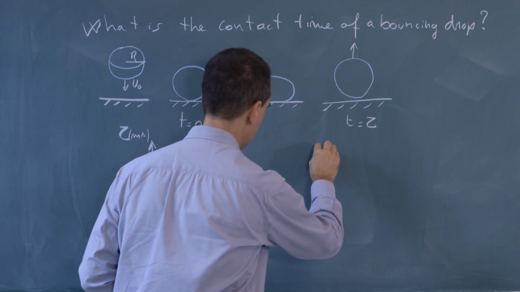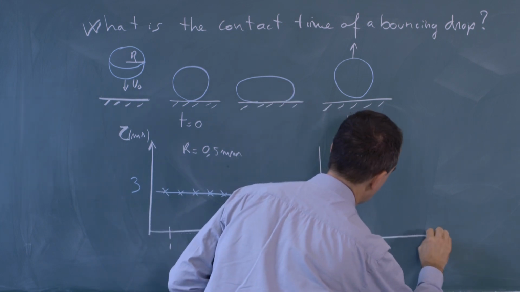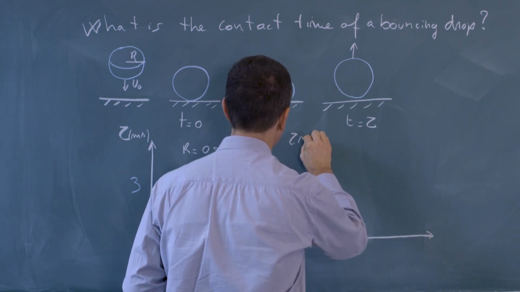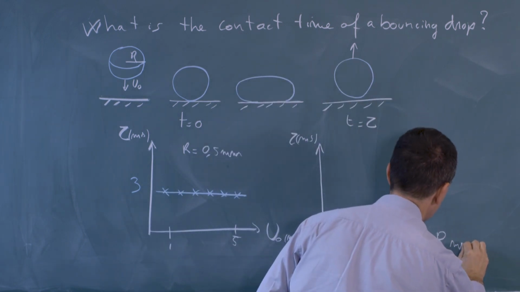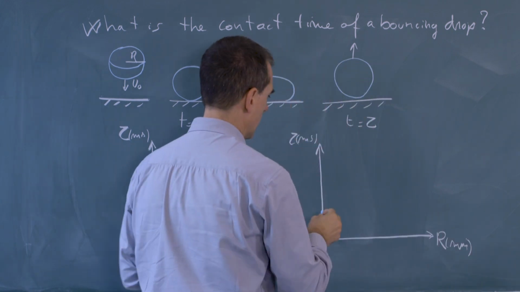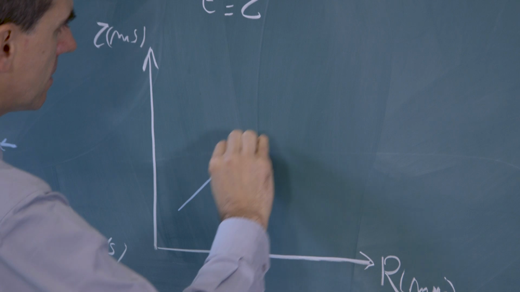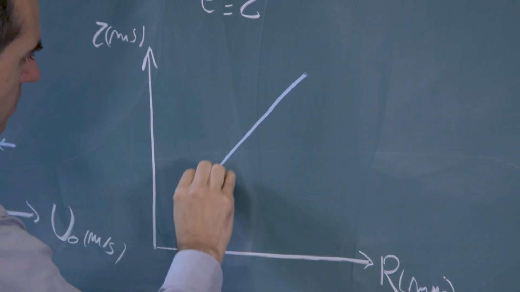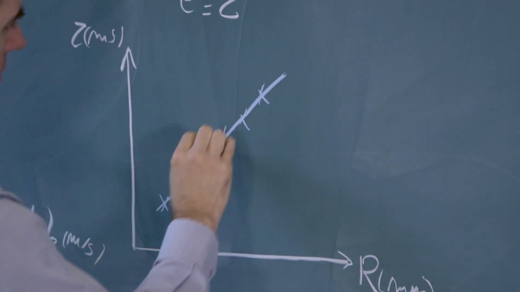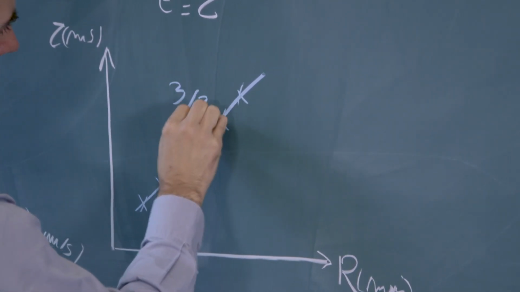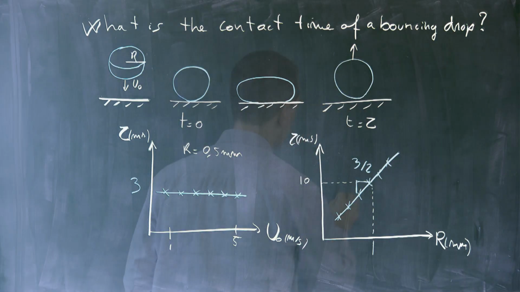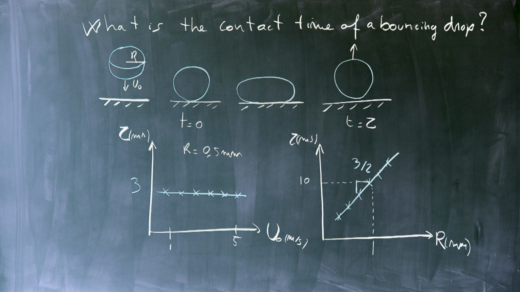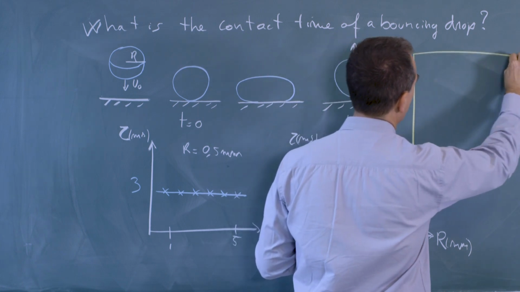The second one is that the contact time depends on the drop radius, that I put here in millimeters. And more precisely, the contact time increases with the drop radius. On a log-log plot, we observe a power 3/2. And the typical order of magnitude is, for a drop radius of 1 millimeter, we have a contact time of 10 milliseconds. So these are the experimental results that we have on the contact time.